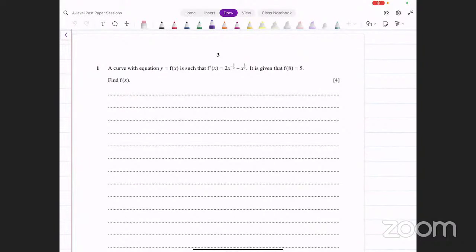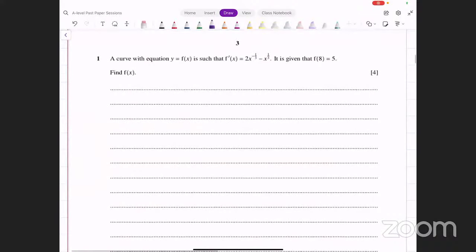A curve with equation y equals f of x is such that f dash of x equals 2x raised to power minus 1 over 3 minus x raised to power 1 over 3. It's given that f of 8 equals 5. We have to find f of x. So we've got the derivative given. F dash of x bataya hua hai. Aapko kya karna hai? Aapko original curve find karna hai. How do you do that? You integrate this function. So let's do that.